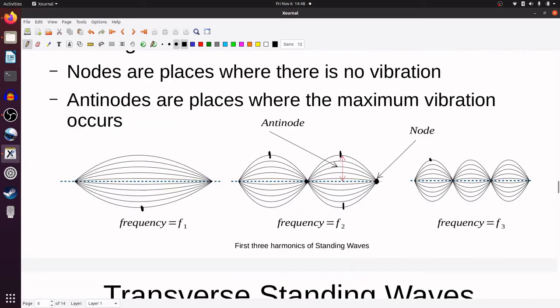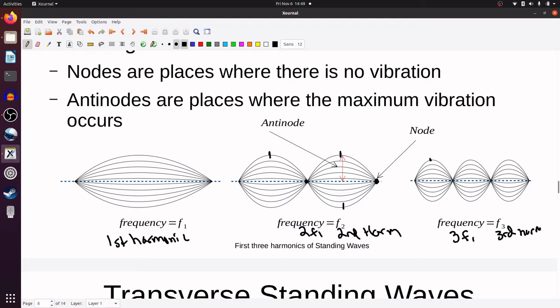Nodes, antinodes. Oh, harmonics. I said I was going to talk about that. This is your first harmonic, frequency F1. We call this the first harmonic. Your F2 happens to be 2 times F1, and that's known as your second harmonic. I'm just going to put second harm. And your third frequency is going to be 3 times F1, and that's going to be your third harmonic. So depending on essentially how many loops you have is what your harmonic is.